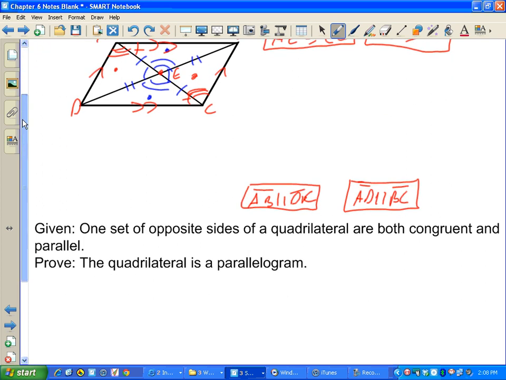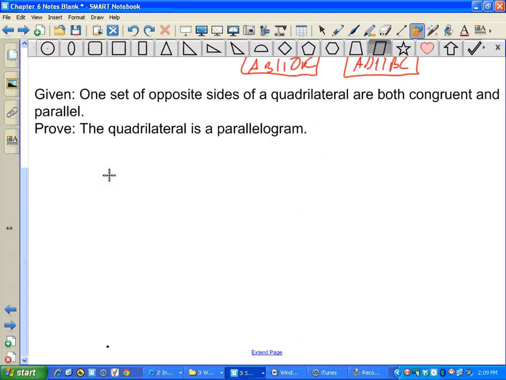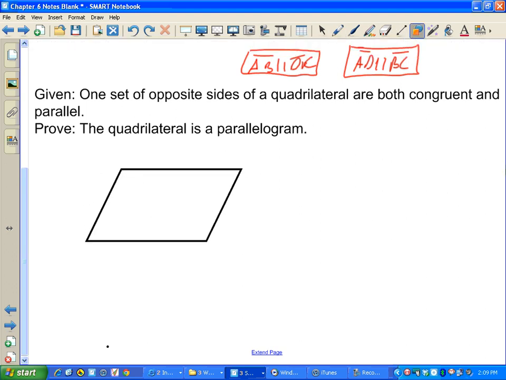So that's another way. We'll fill that in, but let's get to the last one. The last one is not a direct property of parallelograms, but it is just an extra way that we can prove a parallelogram. And that's if we have one set of opposite sides that are both congruent and parallel.